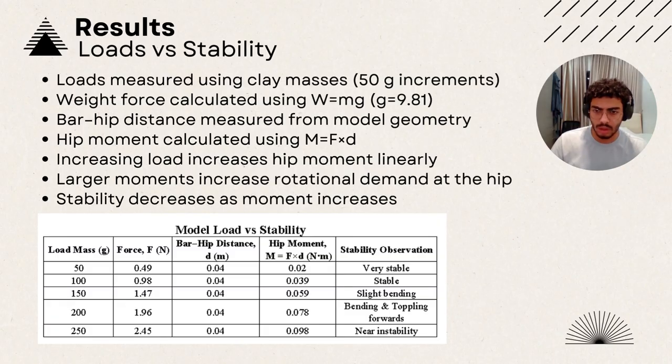At 150 grams, we observed that it was slightly bending forwards, but it was holding up on its own. At 200 grams, it needed a tiny adjustment, external help, just to get it to stand up correctly. And then at 250 grams, even with external help, it was not able to stay stable and it kept toppling forwards.